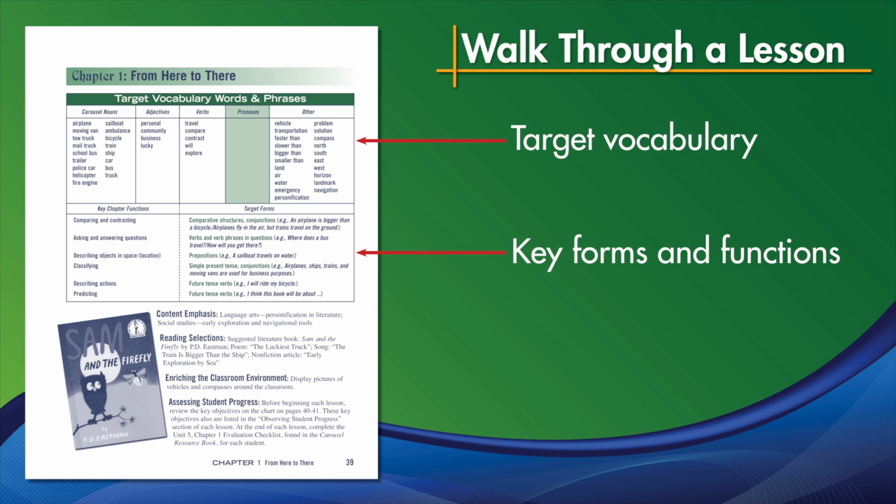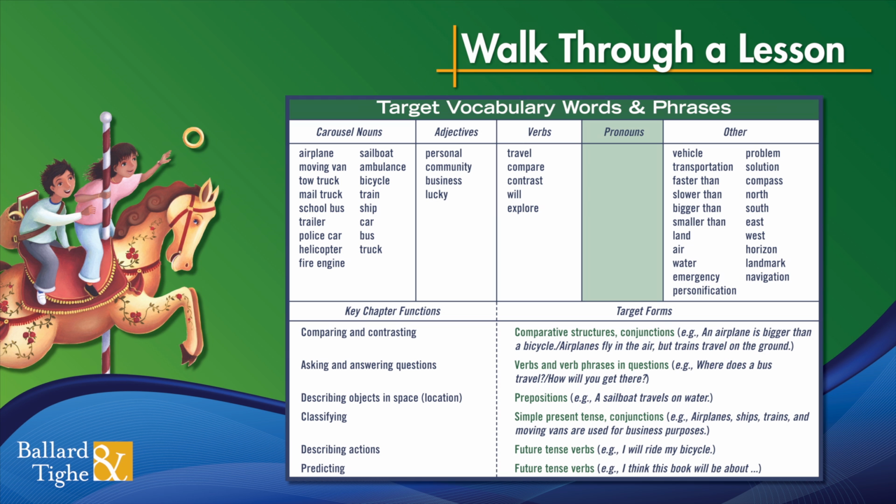Now let's look at one chapter in detail. The first page gives you an overview of the vocabulary and key chapter forms and functions. The target vocabulary is organized by part of speech. The column called Other contains content area and academic vocabulary related to the chapter. Below that is a summary of the key forms and functions for the chapter.